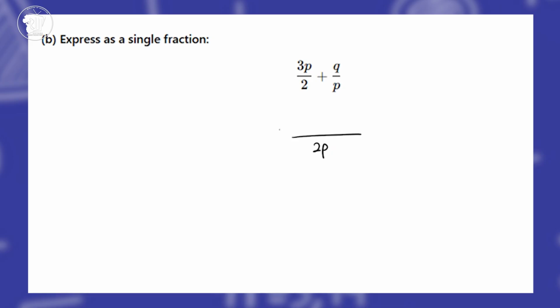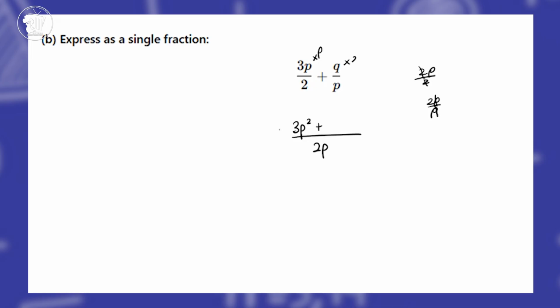Then we do the same thing we normally do with fractions. We divide the LCM by the denominator. So 2p divided by 2, this will cancel to this, so we're left with p. You multiply that by the top here, so 3p times p would be 3p squared. Plus 2p divided by the p now. This p will cancel with this p, so we're left with 2.